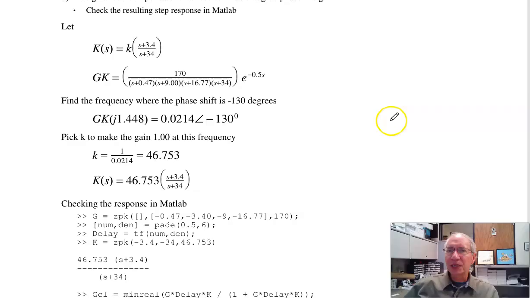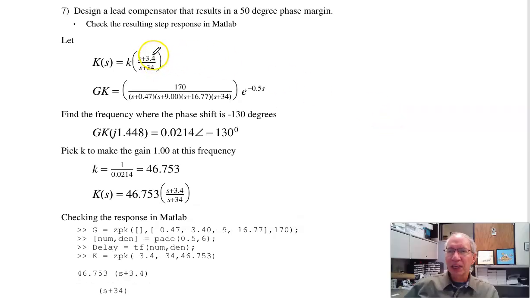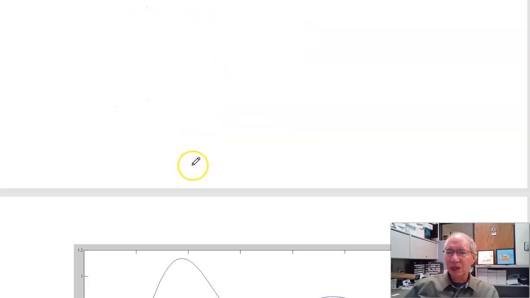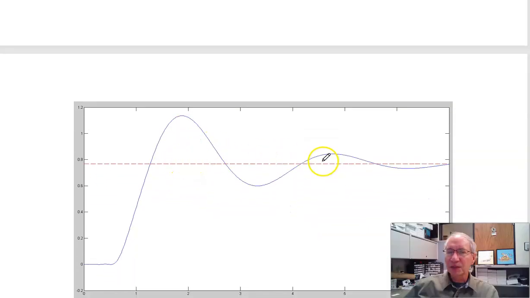If I want to add a lead compensator, same procedure as before, cancel not the slowest pole, but the next slowest one, move it 10 times further out. Now find out where the phase shift is minus 130 degrees. It's now 1.4 radians per second. At that frequency, make the gain 1. So here's my lead compensator. Plotting the closed loop step response, there's G, delay, K. I get this step response. There's my half-second delay.